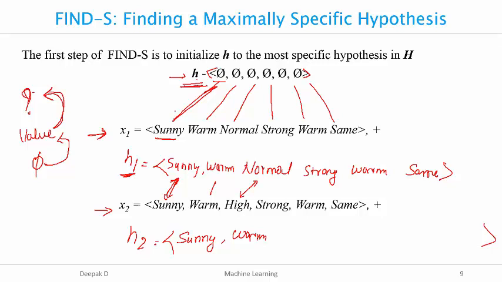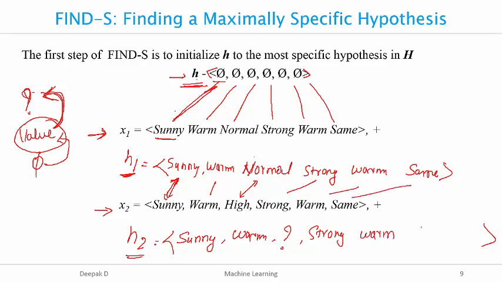When you have this type of situation, this is considered a value constraint. So what you need to replace in the next hypothesis attribute value is the more general value. When you have a value, you need to replace it with the more general one, that is a question mark. So strong is there, strong, warm, and same is there, same. So this is how we are done with H2.